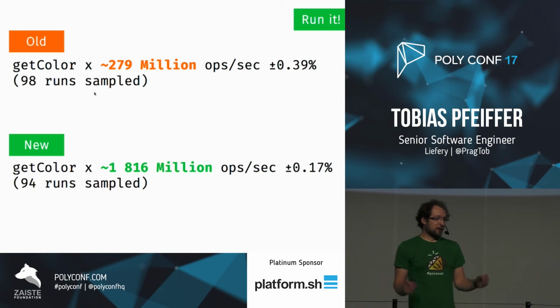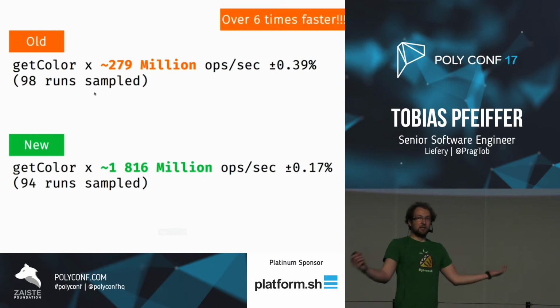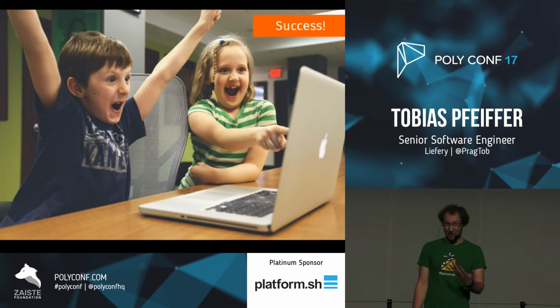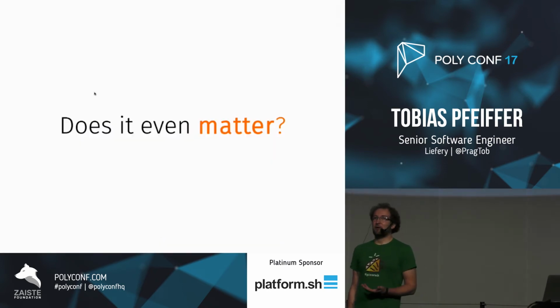So we run that benchmark, and it's amazingly fast. The old version is 279 million operations per second, and this one is more than 1 billion and 800 million. So it's over 6 times faster. It's the best thing ever, right? So success, we did it again. As you can guess by the picture, maybe not so much success, because does it even matter?